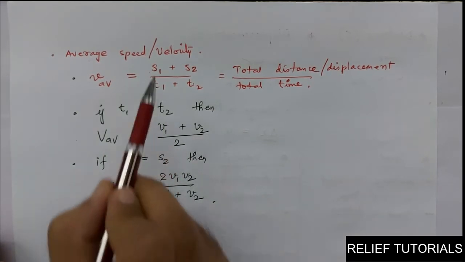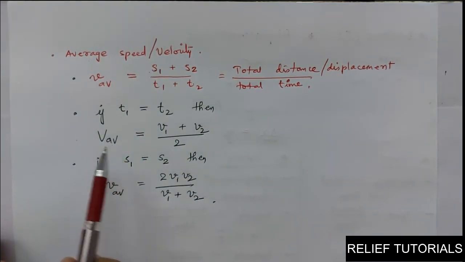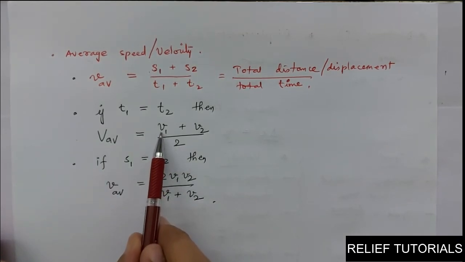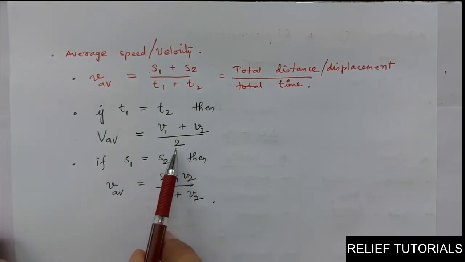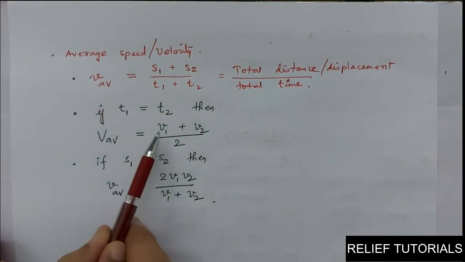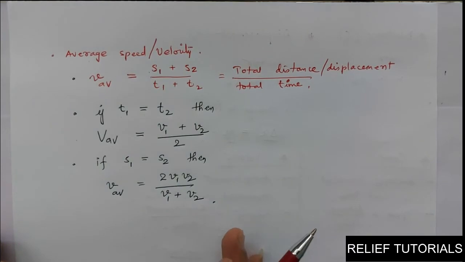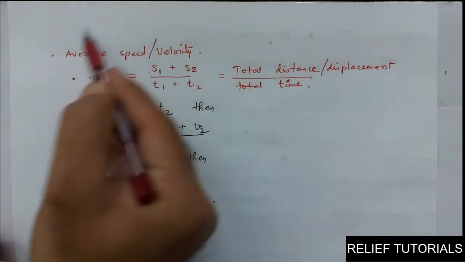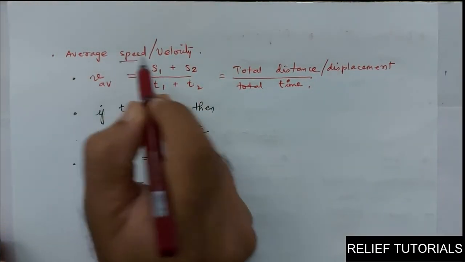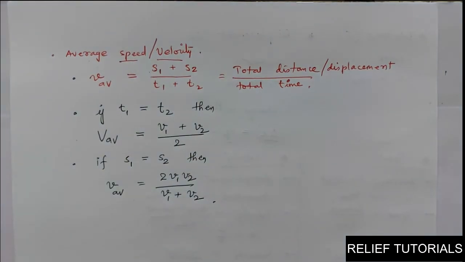So when you think about velocity, this is average velocity. Average velocity is equal to the initial velocity, means first velocity, plus second velocity upon 2. In the case of speed, it was first speed plus second speed upon 2. All the things are the same. All the formulas are applicable in the case of speed also and in the case of velocity also.